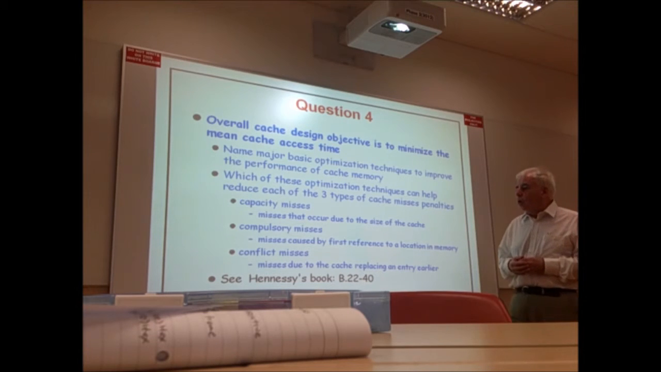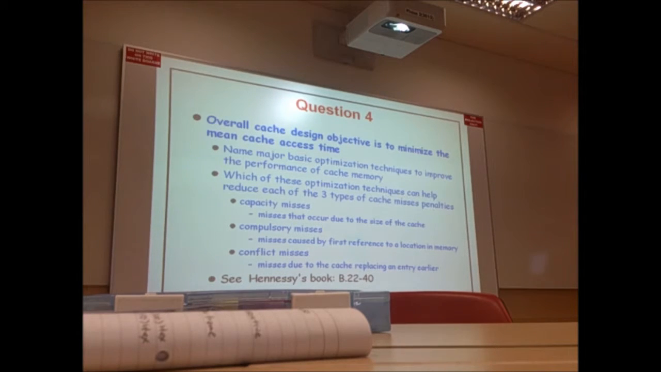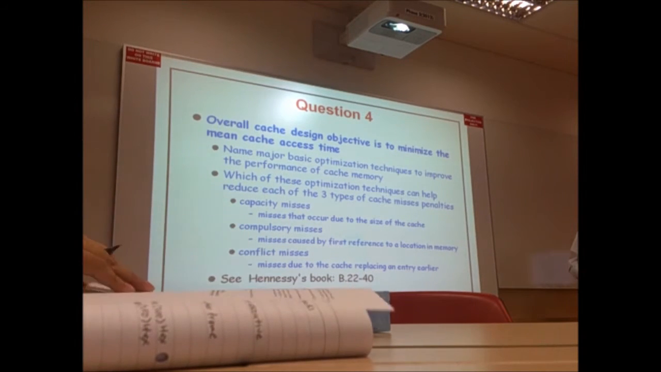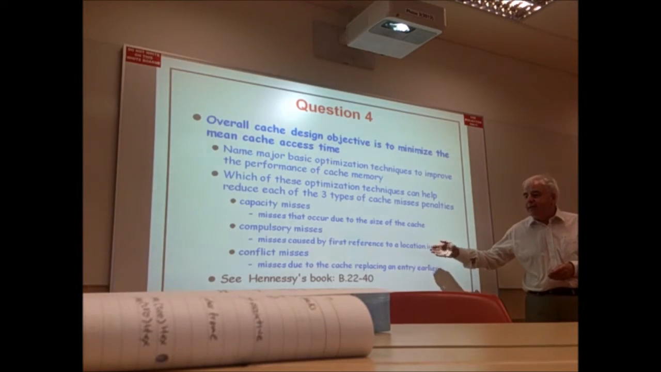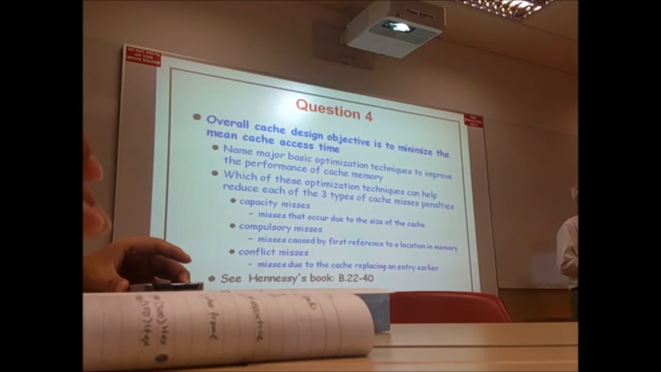We also have a term called compulsory misses. Compulsory misses refers to the misses that occur when you first reference a location in memory. Okay, so if the cache is initially empty and you reference a location in memory for the first time, then that will cause a miss, which we call a compulsory miss. Okay? And then we can also talk about conflict misses.